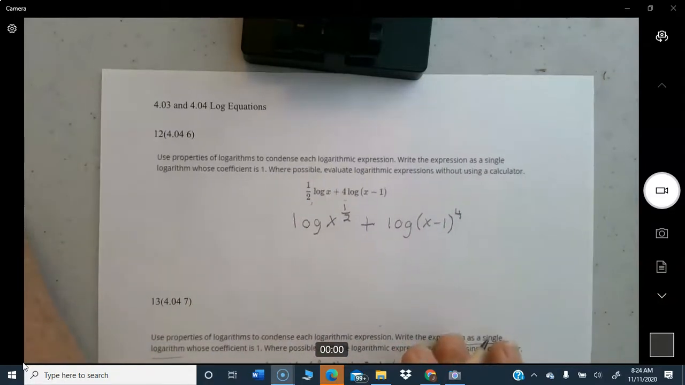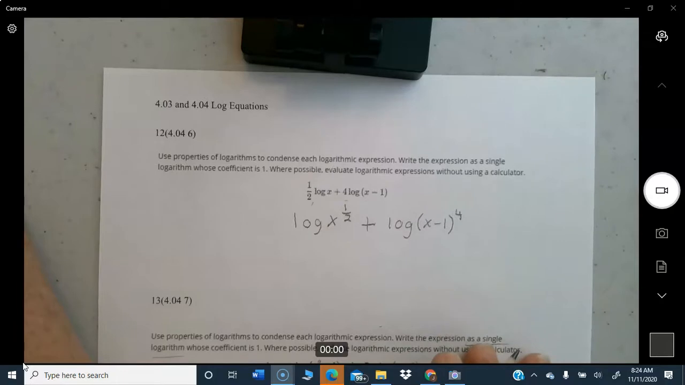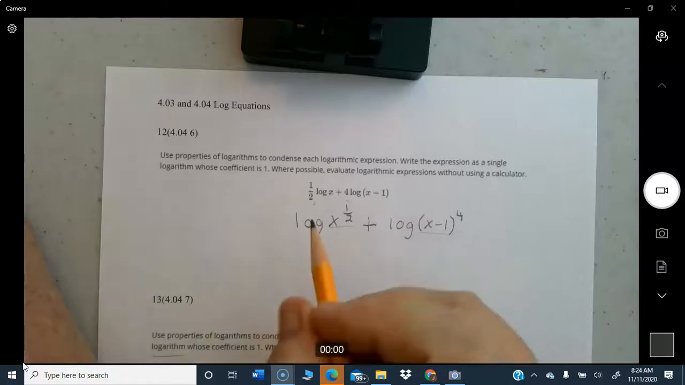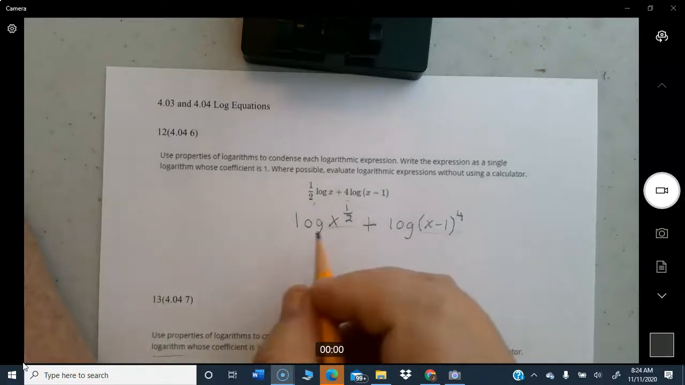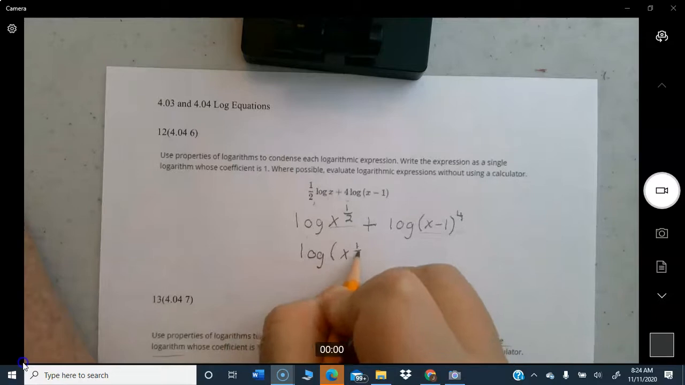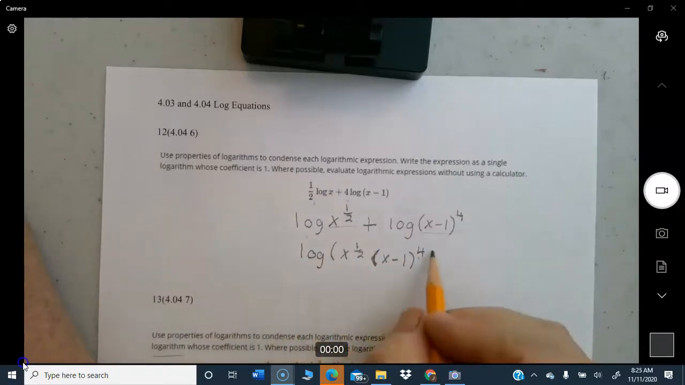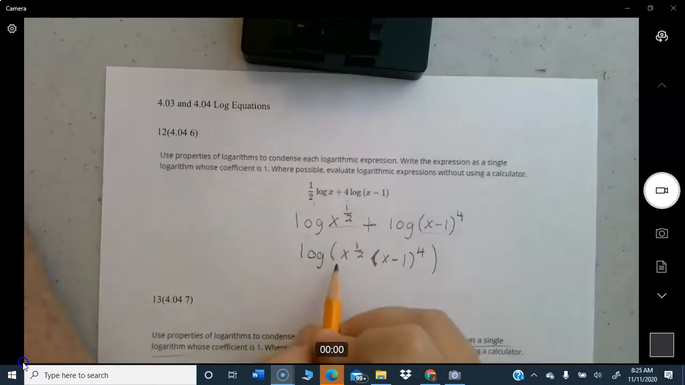Okay, so now you have that. So now what you're going to do is multiply the x to the 1/2 times this, and then you're going to put them inside of a single log. Just go ahead and use a parenthesis there. Okay, and I'll go ahead and put that out there, so I actually have two sets of parentheses there.